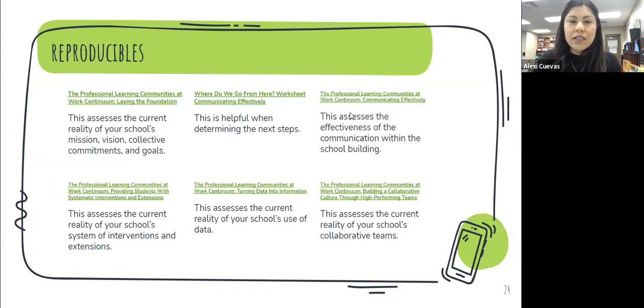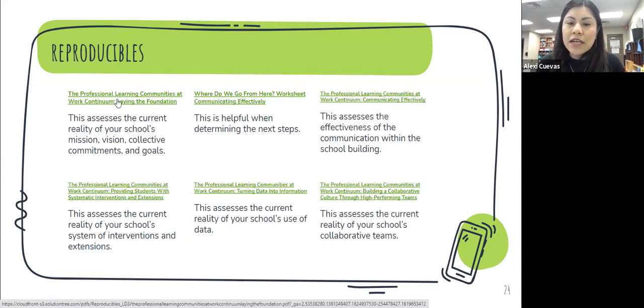So here are some reproducibles that are available on the website that is provided to you in the Learning by Doing book, and that's the go.solutiontree.com PLC books. So this is where I got all of these resources from. So the very first one, there are several, there are multiple. I just picked a few to put on here so we can look at.